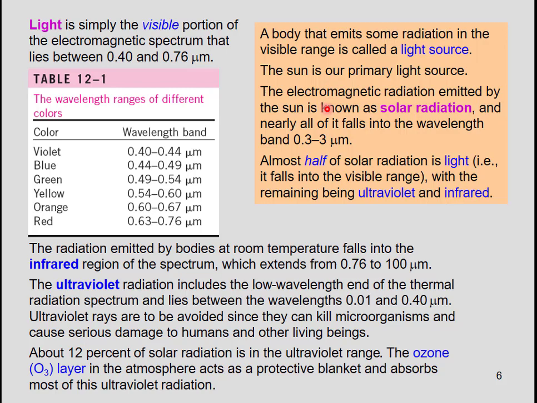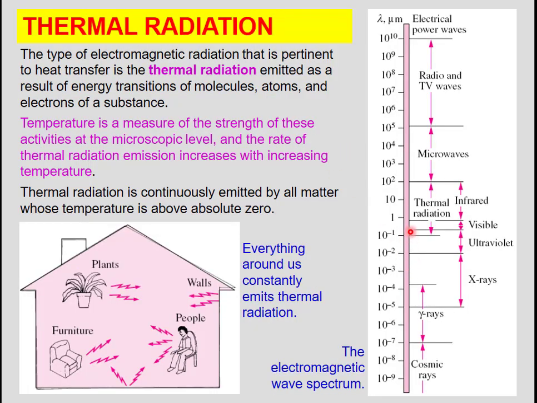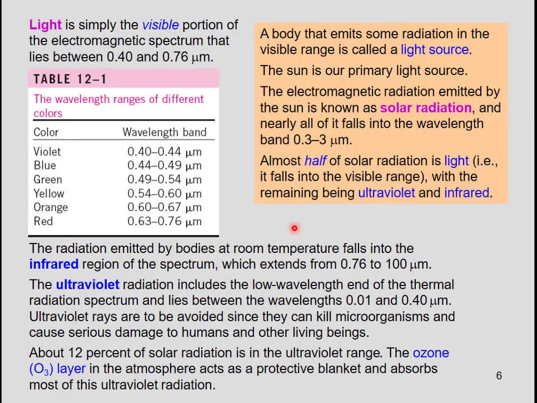The electromagnetic radiation emitted by the sun is also known as solar radiation, and nearly all of it falls into the wavelengths of 0.3 to 3 micrometer. If we see here, 0.3 is almost here, some of the visible, and some ultraviolet, to 3 micrometer. So it is in this range, the solar radiation, half of that actually.